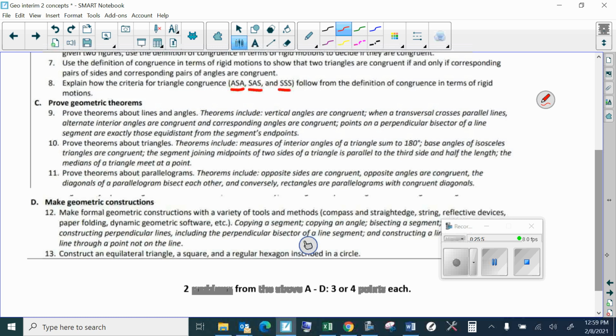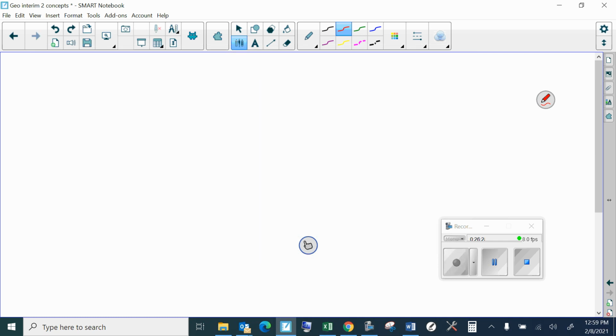Prove geometric theorems. Theorems include vertical angles. Okay, we already went through that. The one we didn't talk about is proving the sum of the interior angles of a triangle is 180. I'll see about possibly doing that. We did not focus on constructions this year, so we were told they wouldn't be on there. I will send out the videos on how to do those right before the DCAS, and or right before here as well. Okay, so let me quickly see about proving the angles of a triangle add to 180.